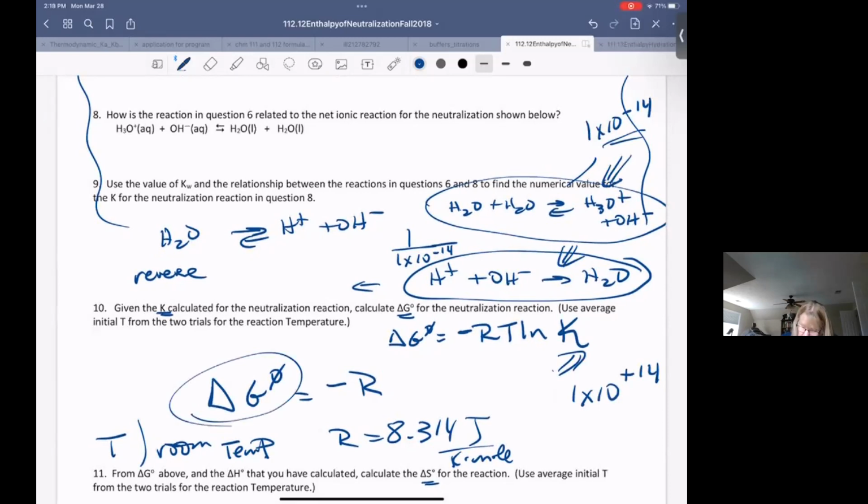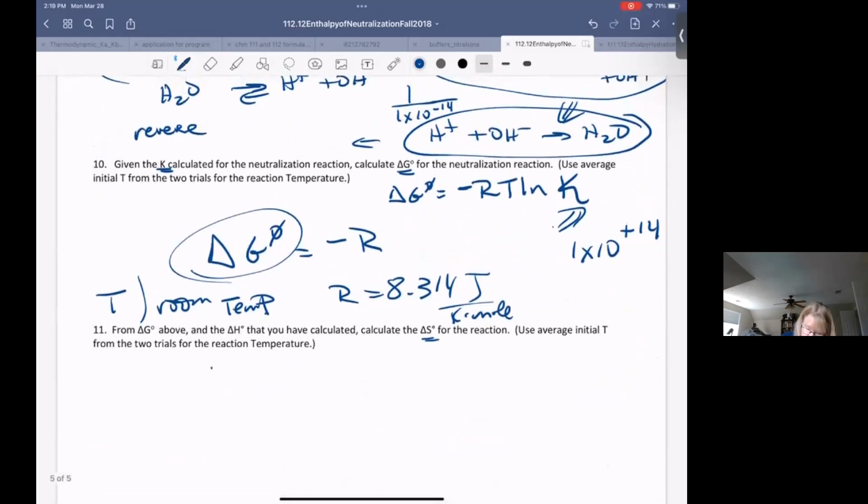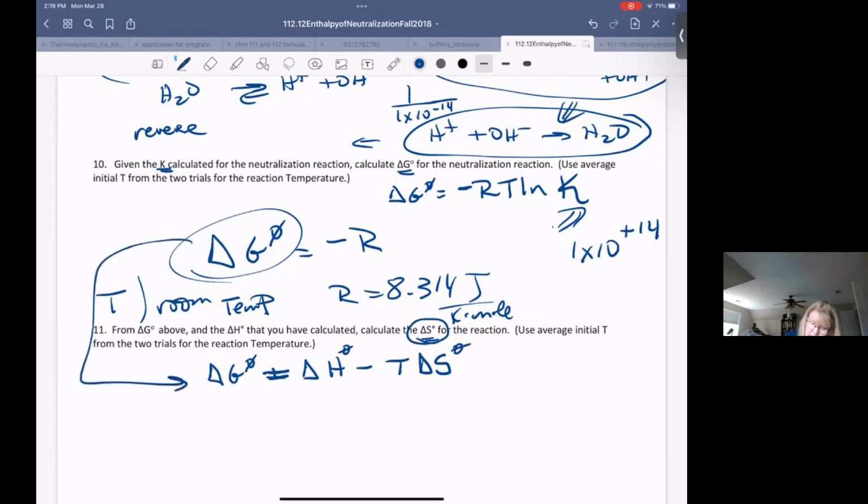Once you have calculated delta G, we can do one more step. We're going to talk in chapter 16 that a delta G, this is our Gibbs free energy, the maximum energy available to do work, is equal to our delta H minus T delta S. Our job in this last part, question 11, is to find the delta S. Well, how are we going to do this? We're going to take delta G from right here. Watch your units. It's going to come out here in units of joules per mole.